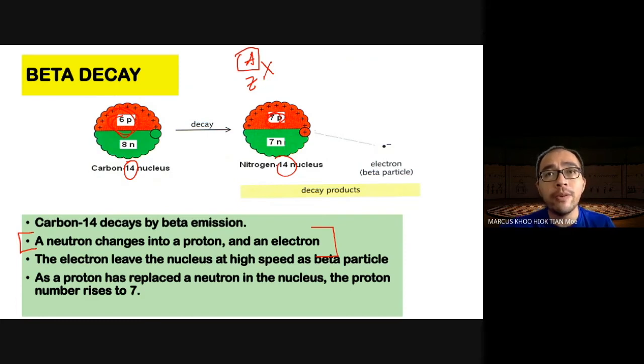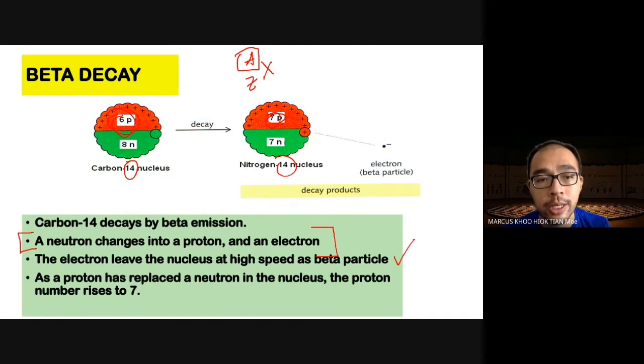Because whenever we talk about decay, we always think that it throws something out. But beta decay is very special. What is actually happening is the neutron is decomposing, the neutron breaks down into one proton and one electron. That's why the protons increase, but because of that, the electrons have to be let go. So the electrons leave the nucleus at high speed as a beta particle.